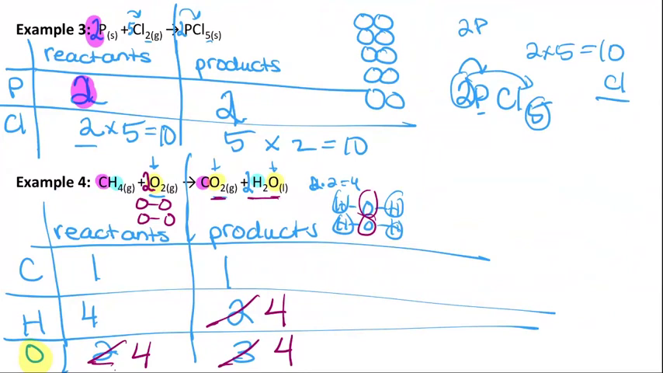Now let's check. So feels like we're done. 1, 1, yes. 4, 4, yes. 4, 4, yes. Yay. So my balanced reaction has a 1 in front of the CH4, a 2 in front of the O2, a 1 and a 2.